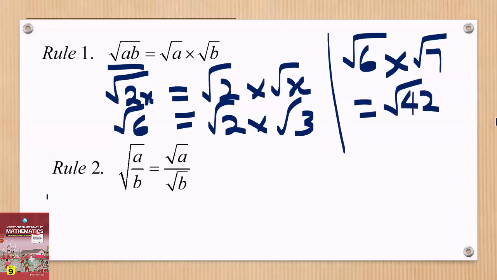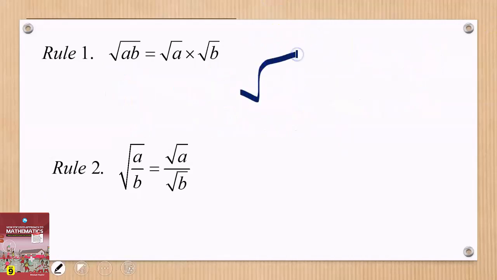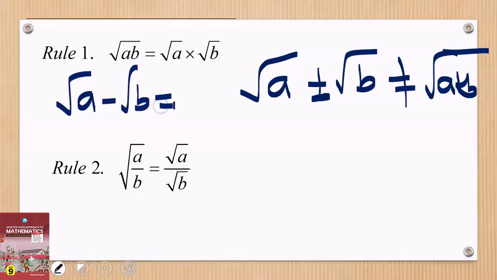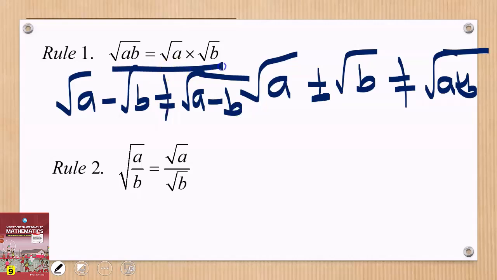But then be careful you don't say that root of A plus root of B will give us root of A plus B altogether. No, this can never be. It works for only multiplication here, and it will work for division also. Again, you can't say that root of A minus root of B should give you root of A minus B altogether. No, this cannot be possible as well. And so this rule we are talking about is for only multiplication.